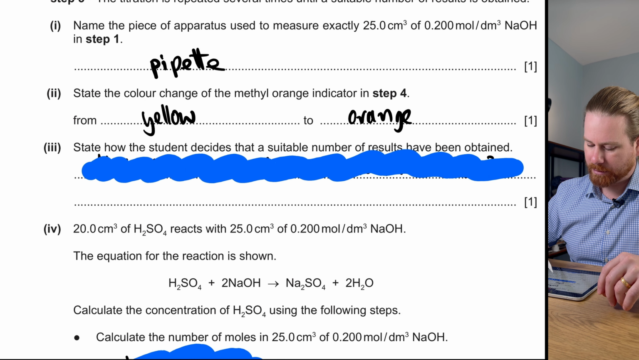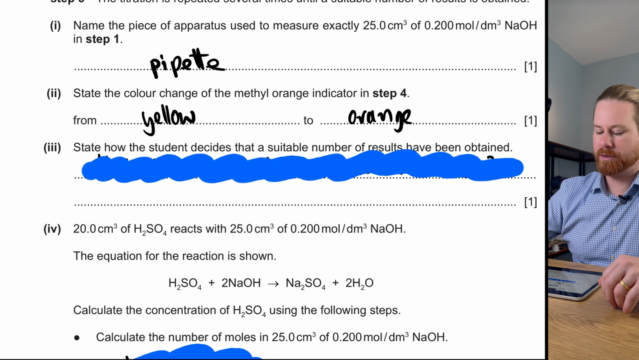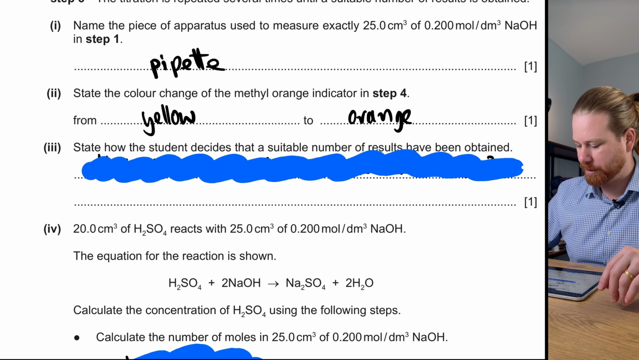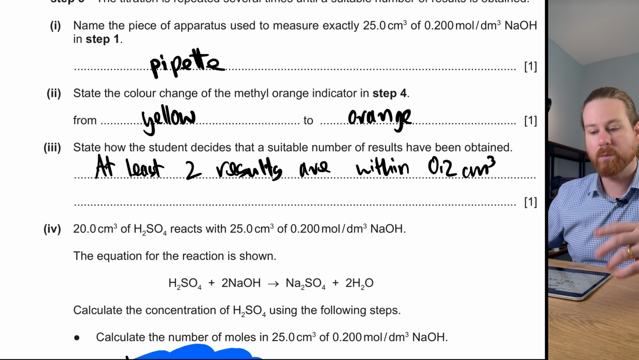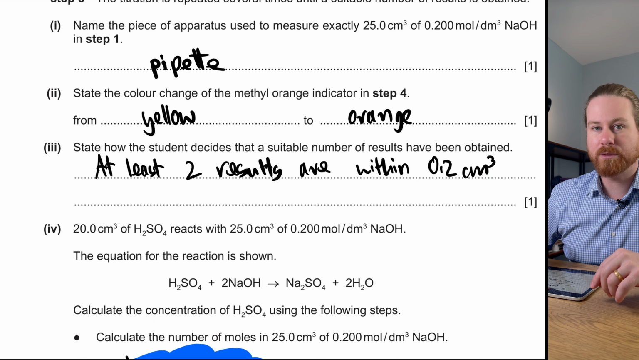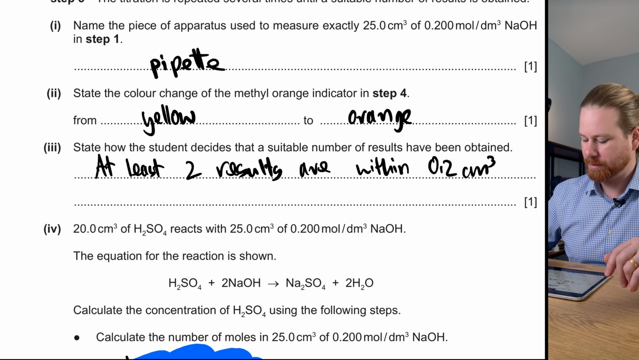And then state how the student decides that a suitable number of results have been collected. Well, once you start to get a collection of good results, then you can stop. So when you're getting 2 or more results that are within 0.2 centimeters cubed of each other, then you have some good results.